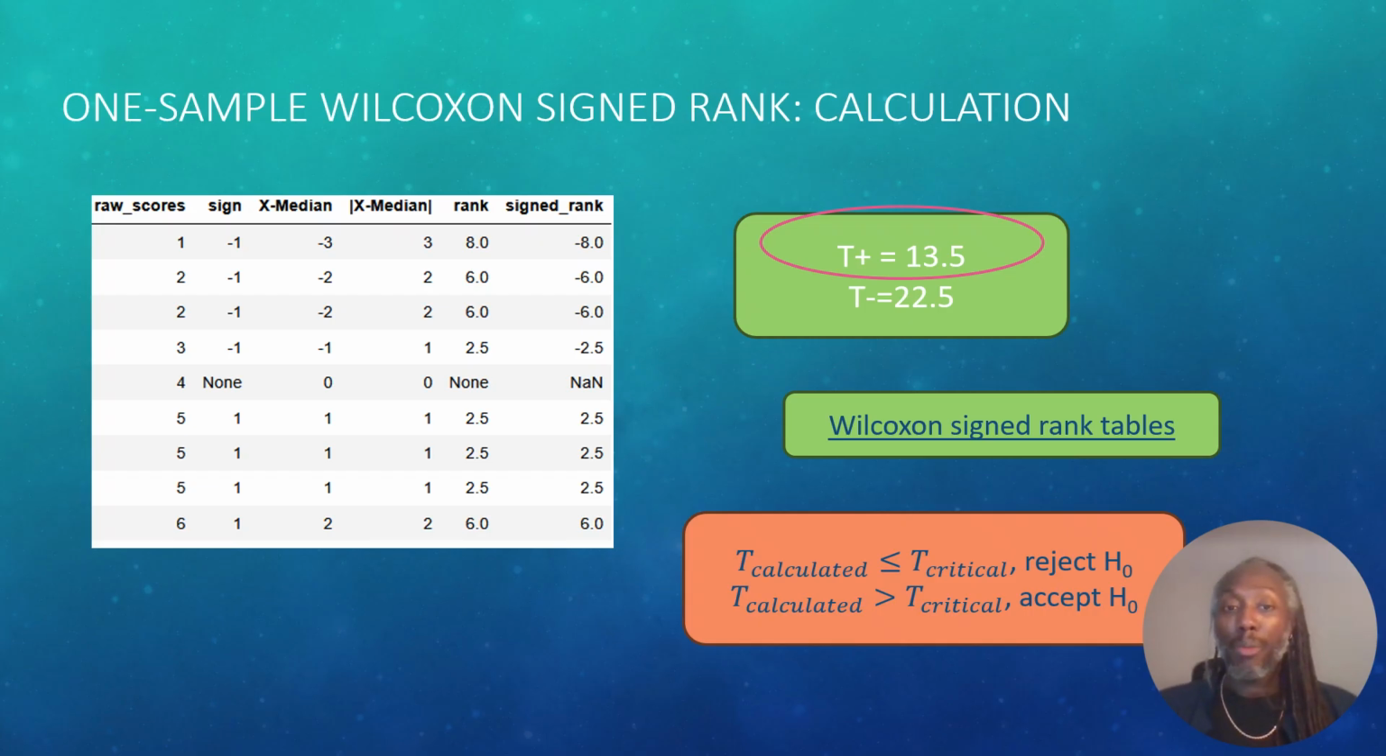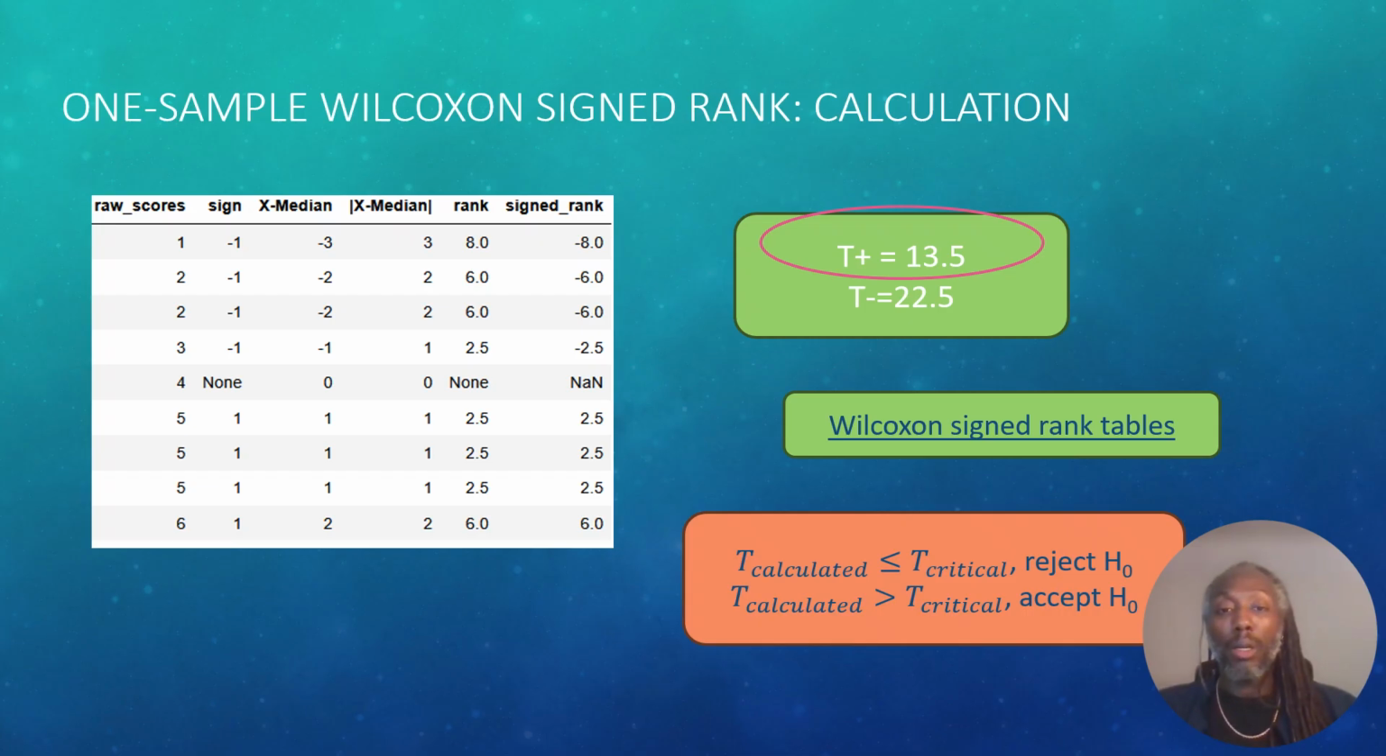But it's important to remember, we're not talking about the raw scores here. We're talking about the absolute value of the difference between each observation and the median of the population, okay? So once we're looking at that, you can see here that those individuals' observations that were only 1 away from the median, they're going to get the lowest ranks. Those that were 3 away from the median are going to get the largest ranks.